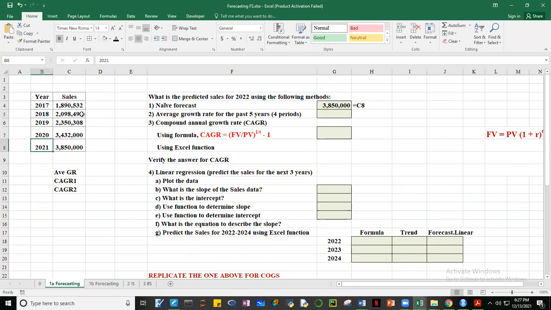2019 and 2018, that's another growth rate. 2020 and 2019, another growth rate. 2021 and 2020, that's another growth rate. So there are only actually four growth periods. So let's get the average growth rate here.